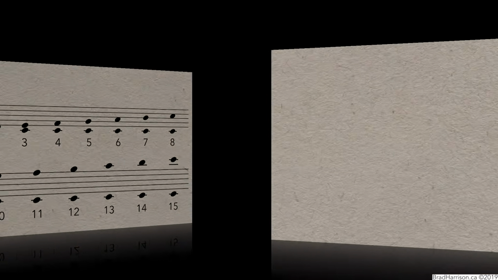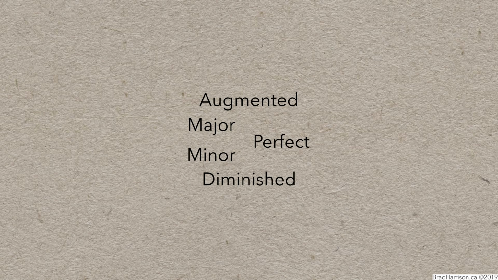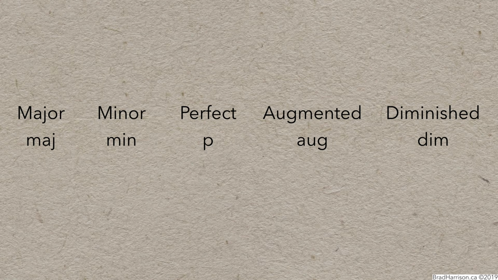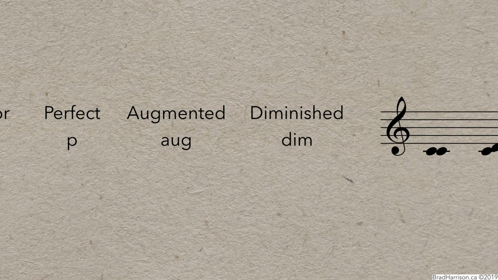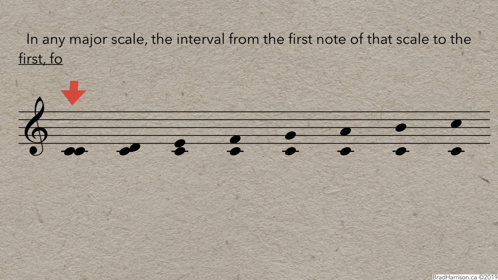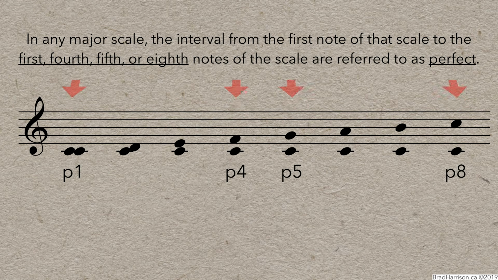As we said before, intervals also have a quality such as major, minor, perfect, augmented, or diminished. There are a number of different symbols and abbreviations that are used for these qualities, but I'll be using these because I think they're the least ambiguous. In any major scale, the interval from the first note of that scale to the first, 4th, 5th, or 8th notes of the scale are referred to as perfect. Perfect unison, perfect 4th, perfect 5th, and perfect octave.